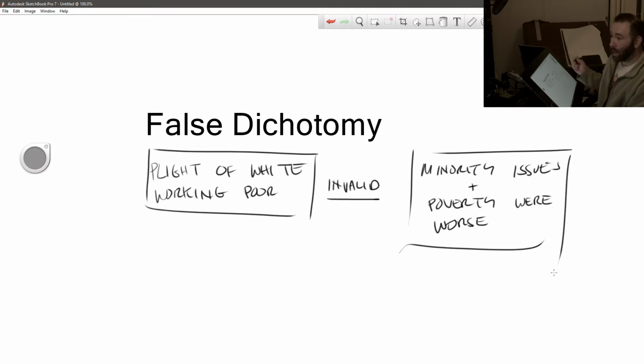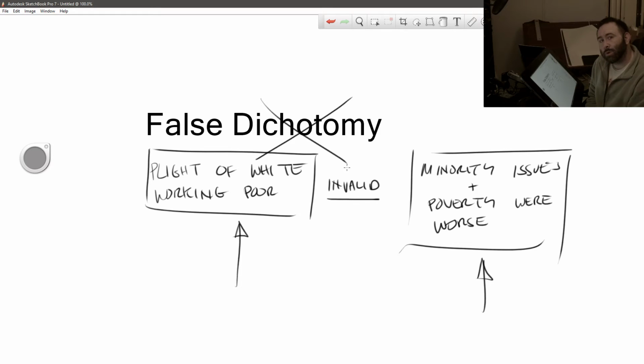invalid because, and this can be legitimately true, minority issues and poverty were worse. These two things can both be true at the same time, which is why this is a false dichotomy. This can be bad, and this can be an issue that needs to be addressed at the same time that minority issues are bad and need to be addressed. So poverty in minority communities has to be fixed. Issues of poverty and income disparity and lack of opportunity in white communities have to be fixed. These are both true, and they're true at the same time. Therefore, they're not a dichotomy, because they're both true. So this is a false dichotomy.